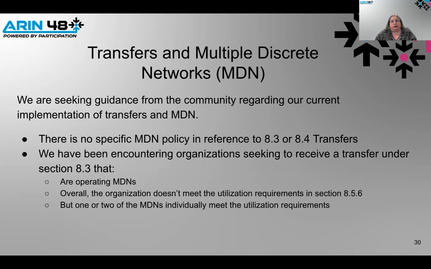We're actually seeking guidance from the community about multiple discrete networks as it relates to Section 8.3 and 8.4 transfers. We've been encountering some organizations that are trying to receive space under the 8.3 transfer specifically, and they do operate multiple discrete networks. Their overall organization doesn't really qualify based on the utilization requirements outlined in Section 8.5.6, but they do have one or two or a few networks individually that would meet these utilization requirements.